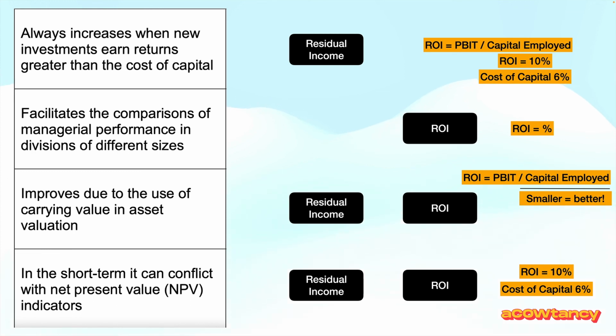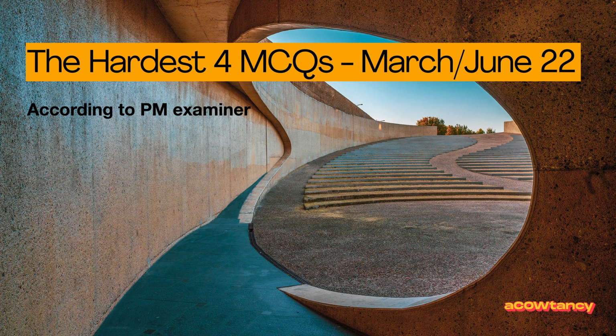Okay, so I think that question was really, really tough. You really had to think about that to get that right. But there you go. They are the 4 hardest questions in March 22, according to the PM examiner. I would expect that students of mine could at least get 2, 3, maybe even 4.